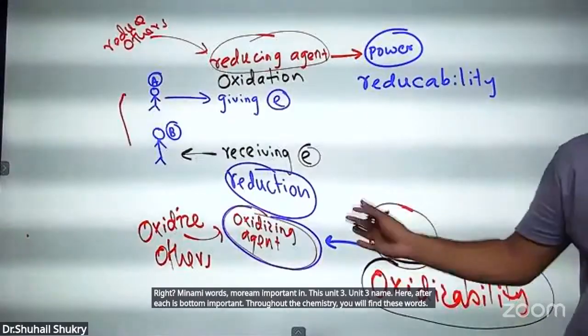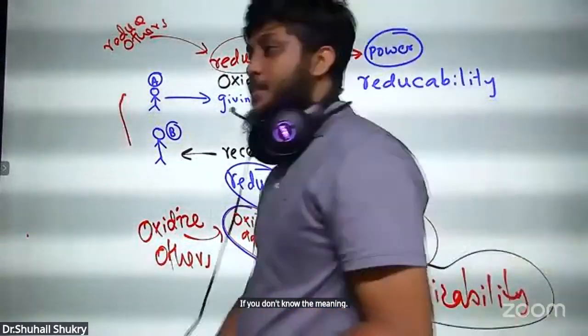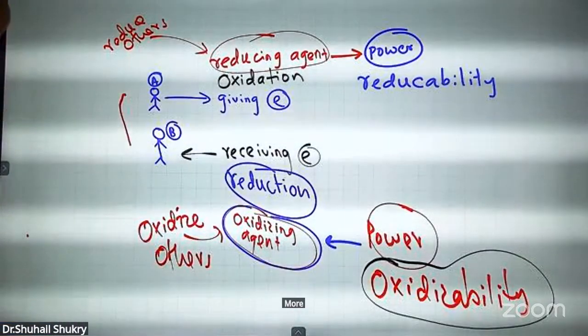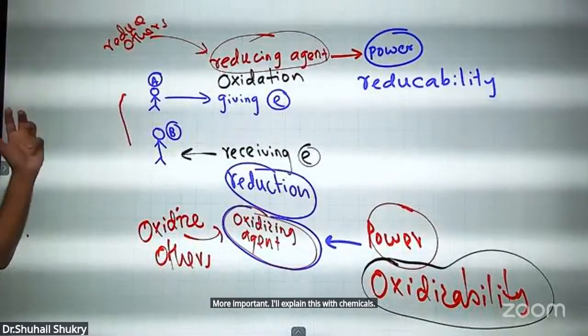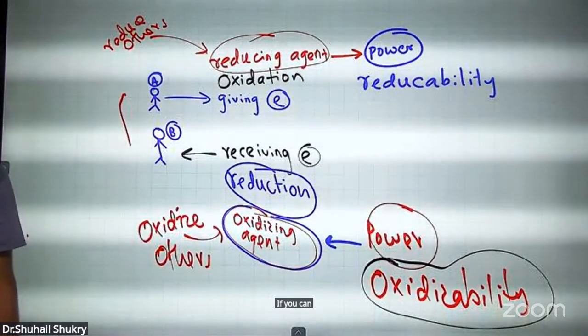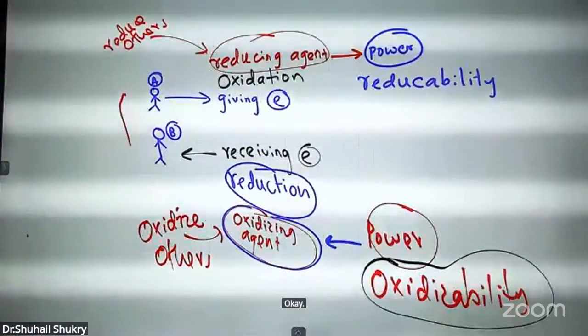If you don't know the meaning, you're dead. These are more important. I'll explain this with chemicals. At the moment, you just write these things beautifully. If you can, use color pens and write these things. Okay, nicely do the work, guys.